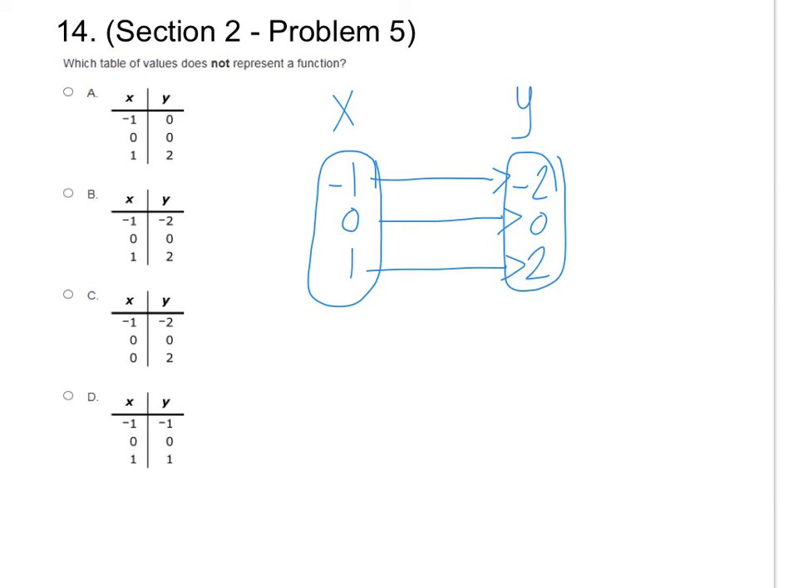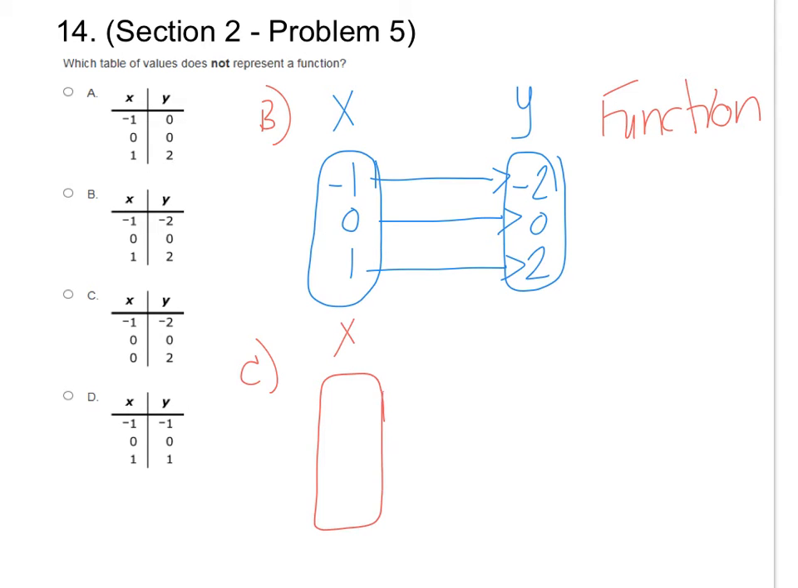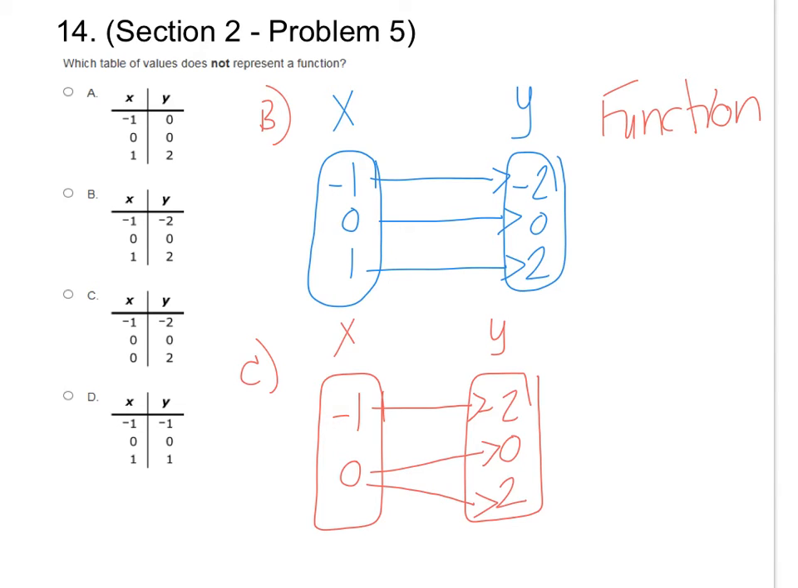So this was letter B I did, and that was a function. And now I'm moving on to letter C. So I have my x values, and I'll put those over here. So I'll put negative 1 and 0, and again, I'll only put the 0 once. And then on my y, I'll put negative 2, 0, and 2. And then I'll draw my arrows. So negative 1, negative 2 is an ordered pair, 0, 0 is an ordered pair, and 0, 2 is an ordered pair.